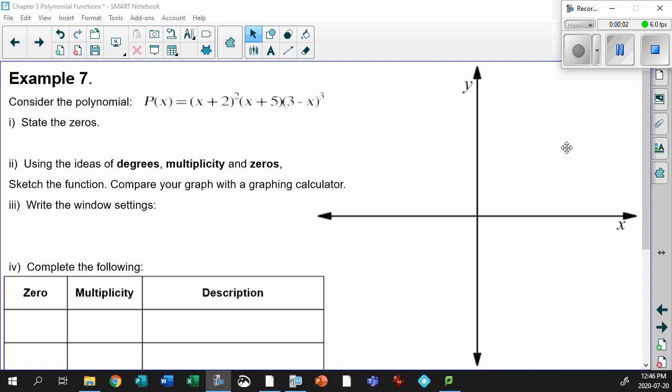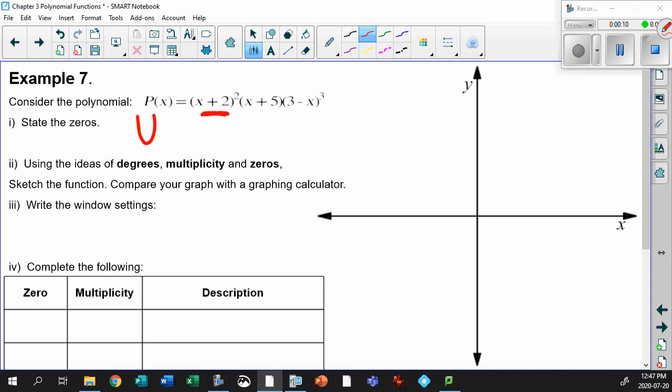I'm going to throw some tricks at you. Let's see how smart you are. Here we go. Ready? Even degree, so that's got to be a U shape. Okay, that's fine. That's just a single, so there's no multiplicity there, so it's just going to cut.